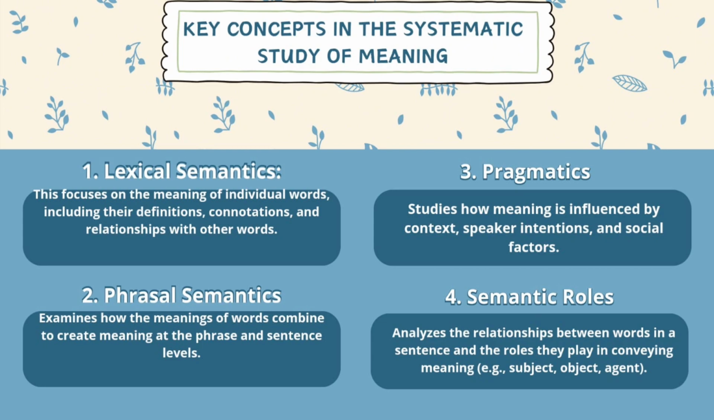The second one is phrasal semantics. It examines how the meanings of words combine to create meaning at the phrase and sentence levels. The third one is pragmatics. This studies how meaning is influenced by context, speakers' intentions, and social factors. The fourth one is semantic roles. It analyzes the relationship between words in a sentence and the roles they play in conveying meaning, for example, subject, object, and agent.